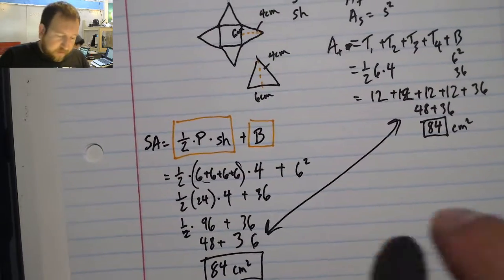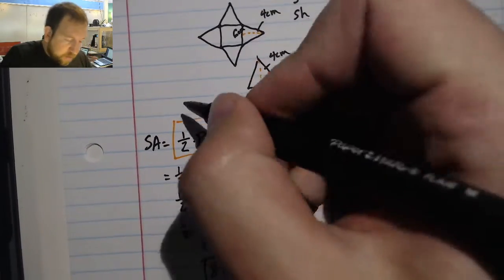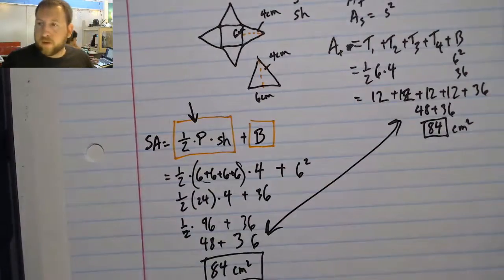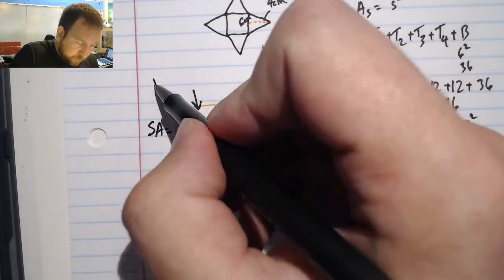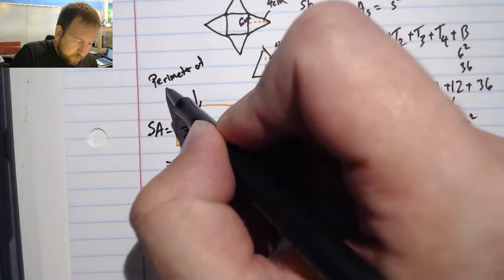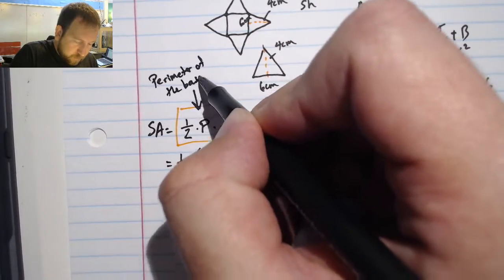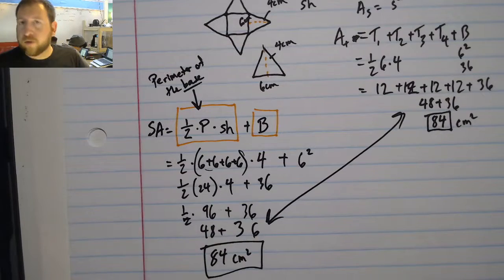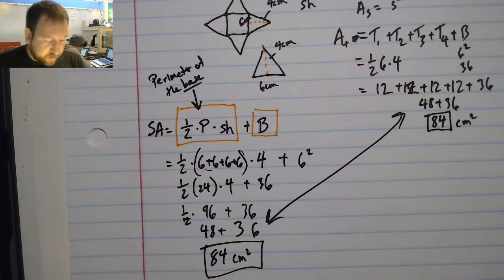So again, this is the formula that I'm going to be doing. And remember that this perimeter is the perimeter of the base, not the perimeter of all the triangles, which would take much longer to calculate.